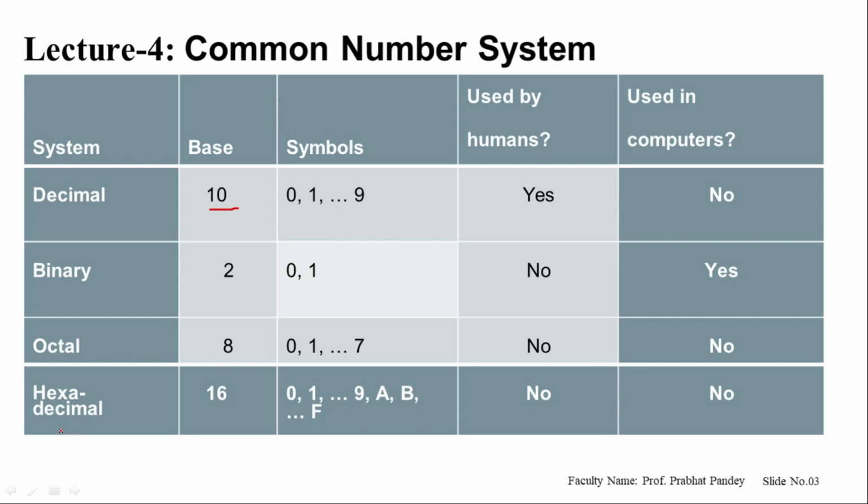Another number system is the hexadecimal number system. The base of this number system is 16, and we represent it with symbols: 0 as 0, up to 9 as 9, and after 9, 10 is called A, 11 is called B, 12 is C, and similarly 15 is called F. These are used in computer systems, and the hexadecimal number system is very useful.